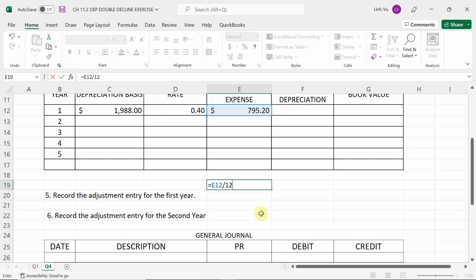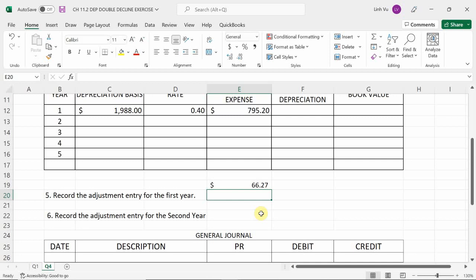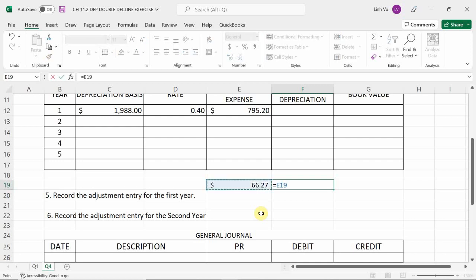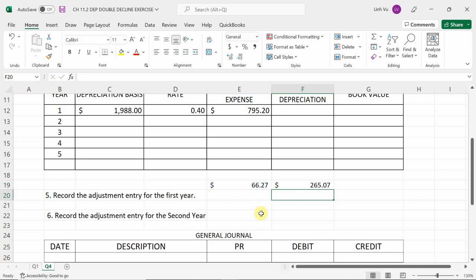Divided by 12. Go ahead, divide $795 by 12. 66.5. 66.27. Okay, no rounding here. You're not taking 795, you're taking 795 and 20 cents. So $66.27 per month. Now, how many months did I use? 4 months. So you take the 66.27 times 4, and what do you get?